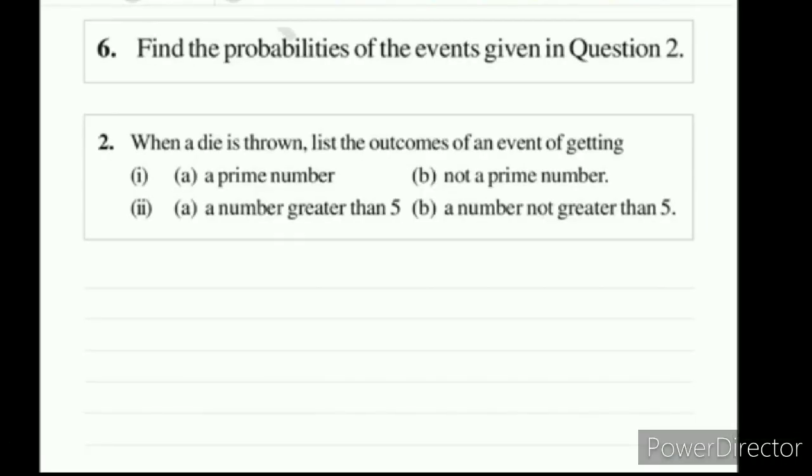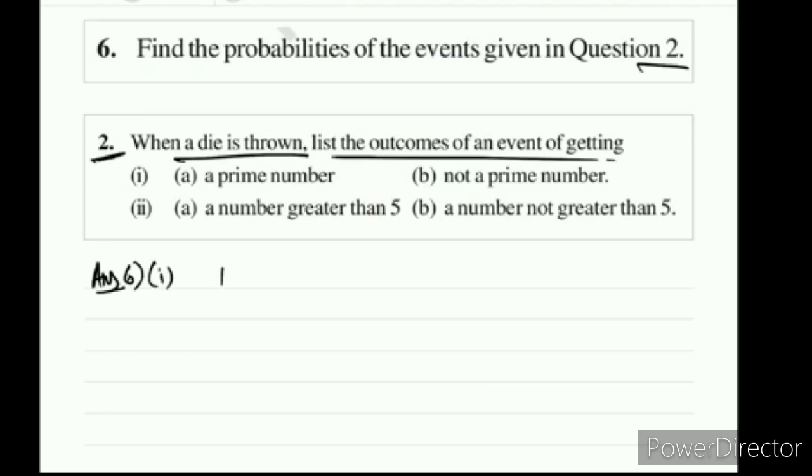Question 6. Find the probabilities of the events given in question 2. This is question 2 in this exercise. We had written only the outcomes. The list of outcomes we answered previously. But now in the 6th question, for the same question they are asking the probabilities of the events. For all parts of the question we should write the probability. First part, total number of outcomes. When a die is thrown, what will be the total number of outcomes? 6. That is 1, 2, 3, 4, 5, 6.